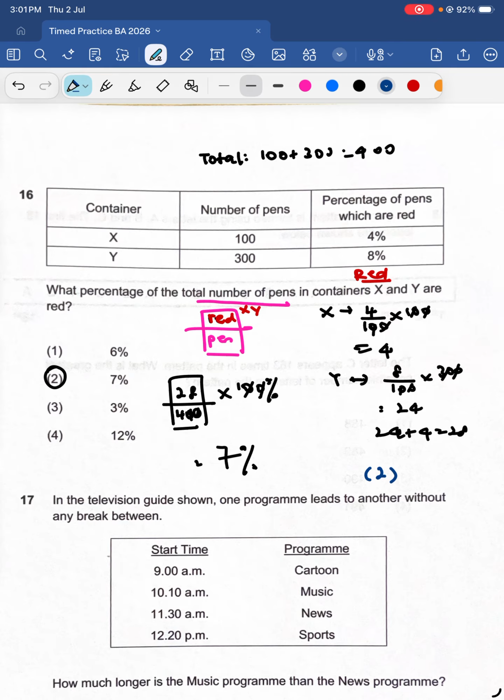There's no shortcut because all these questions are 2 marks each. That's why you will need to find out the numbers exactly. How many red in X, which is 4. How many red in Y, which is 24.